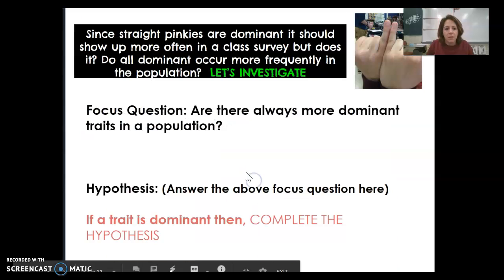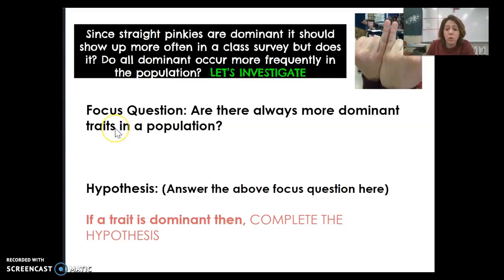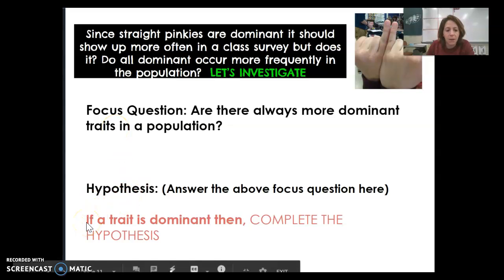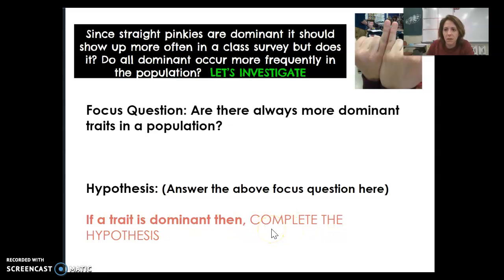So we're going to start with the hypotheses, and it says, are there always more dominant traits in the population? So you're going to figure out this hypothesis. If a trait is dominant, then what should we expect to see in this survey?